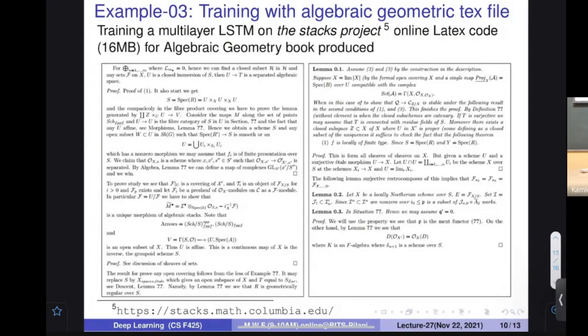Here is another example, number 3, that I wanted to discuss with you. All of you know what LaTeX is. In LaTeX, if you want to write something, you write code for that. There was a book on algebraic geometry written in LaTeX, so all the code was available for that particular book. This code actually produced something like this.